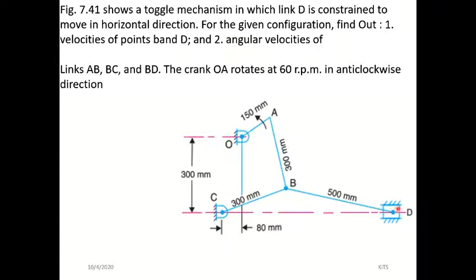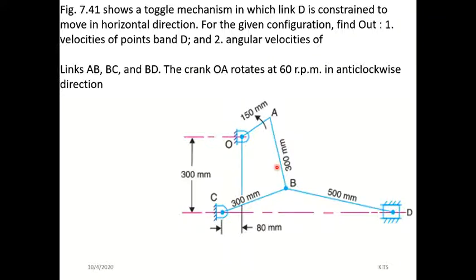This piston is moving front and back, and then we have to find the angular velocity of link AB, BC, BD. They have told that OA is a crank, and this crank is rotating at 60 rpm in the counterclockwise direction. They have given the dimensions, and we have to draw the diagram according to the dimensions.